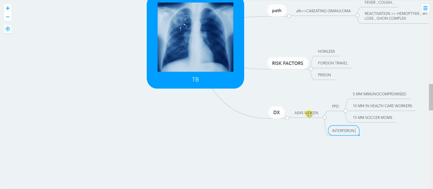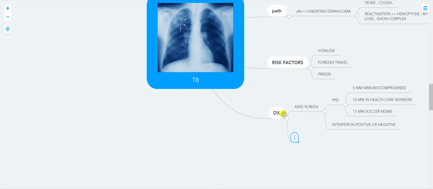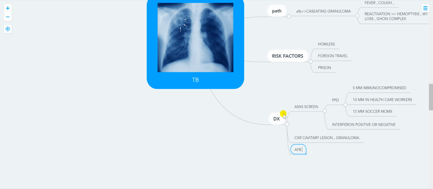This is TB. Or it could be interferon, either positive or negative. If it's positive, then there's TB. Negative, no TB. Or it could be chest X-ray. You could find cavitary lesion, meaning granuloma, or it could be acid-fast bacilli smears plus isolation.